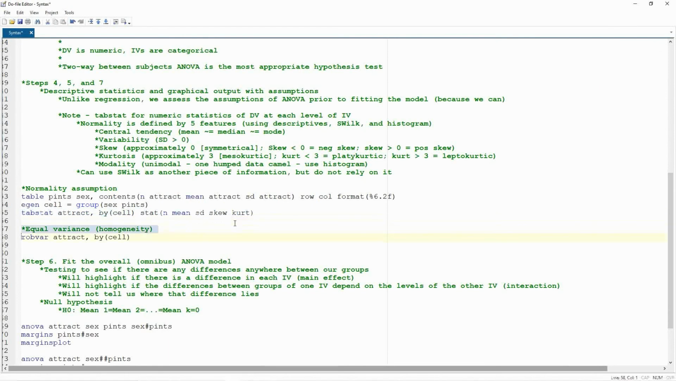So despite the fact that normality looks pretty dodgy, we haven't done a formal assessment. We obviously haven't looked at histograms or Shapiro-Wilk. Please, I would be doing that if I was you. But for the sake of time and because we've done those together, let's just move on to equal variance.